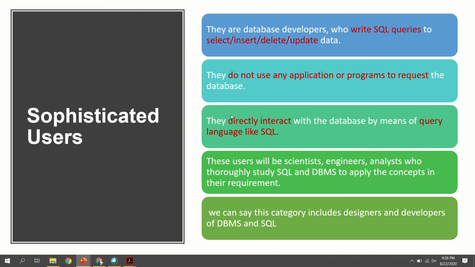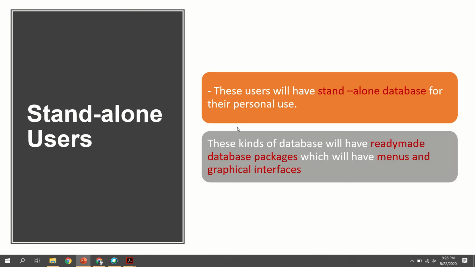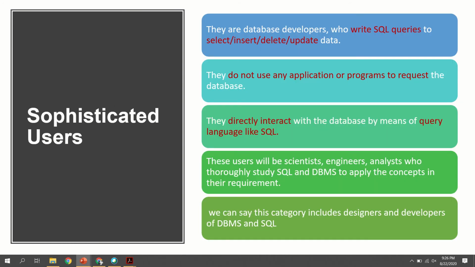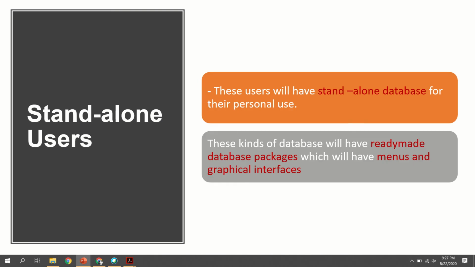Then actually they are not application programmers, because they are only working at the back end, and they will directly interact with the database. As I said, they are backend users, or backend developers. They will mainly use SQL type languages in order to perform all the things related to the database management system. So this is the second type of user. Then the next type of user is the standalone user.